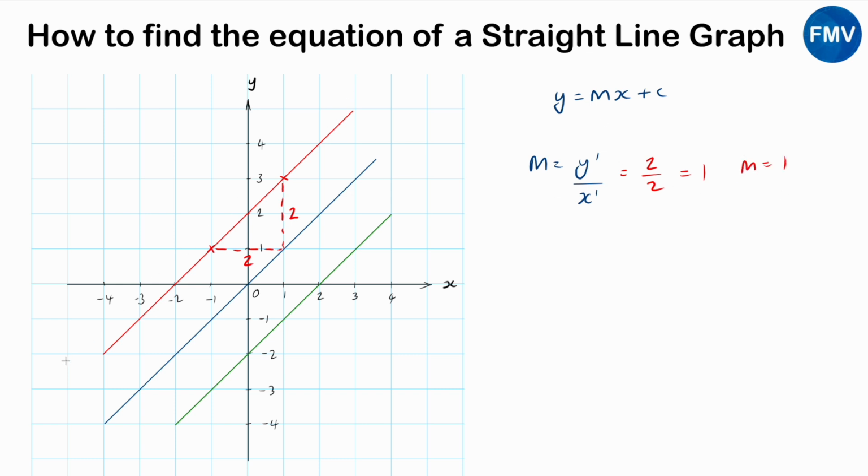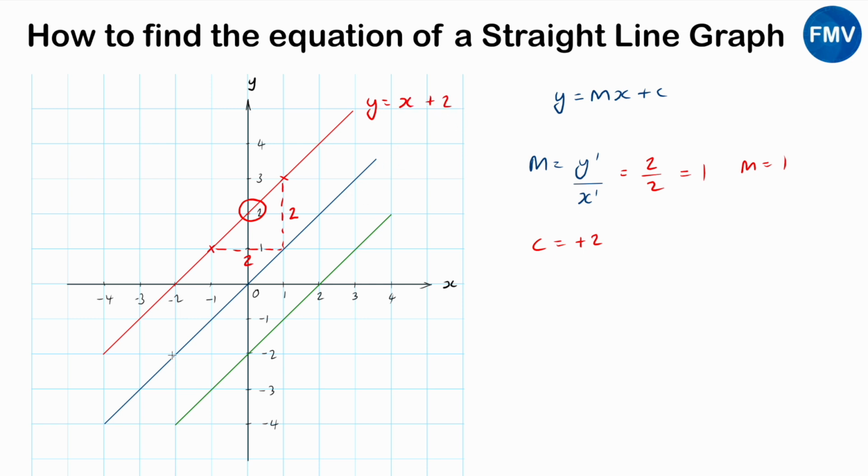Now looking at the red line still, the value of c is where the red line cuts the y-axis. That's known as the y-intercept. That is here. So you can see the line crosses the y-axis at a positive 2. So we can see that c is equal to a positive 2. So now for the red line, y is equal to, well, we've got 1x. We don't say 1, we just say x plus 2. And that is the equation of that line.